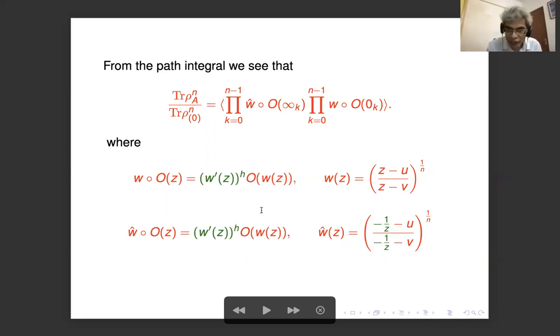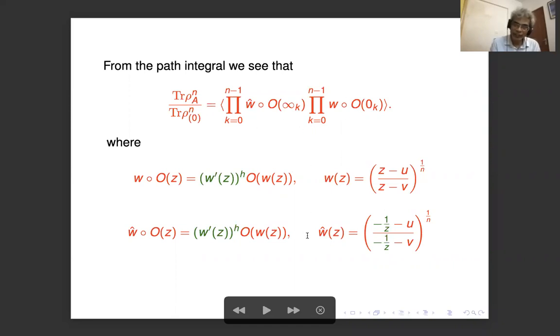For infinity, there was one operator at 0 and one operator at infinity. To take the infinity conveniently, you can put the BPZ map here, which is Z going to minus 1 by Z. So essentially I've shown that this object, trace rho A to the n, with this normalization, is essentially this correlator. If you can evaluate this 2n point function correlator given a CFT, it's hard, of course. We'll show an exactly solvable case soon.